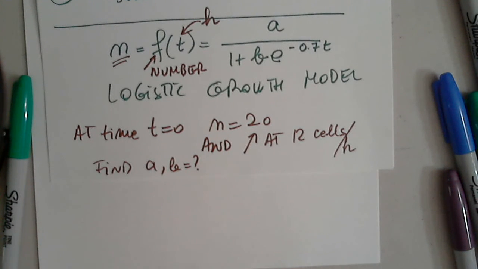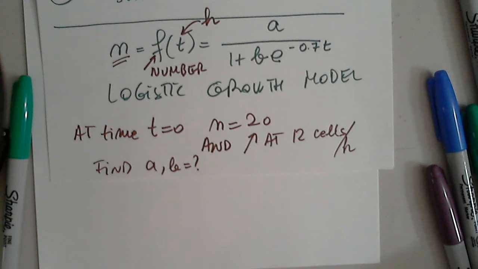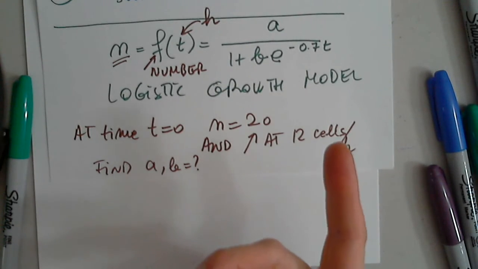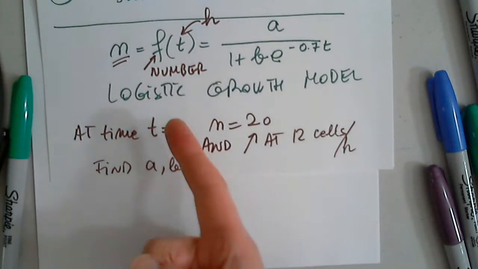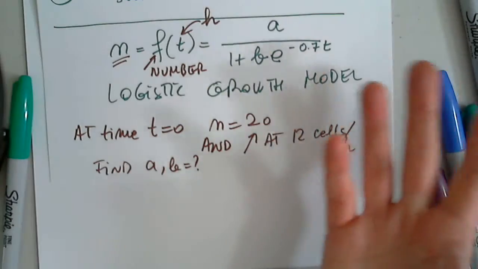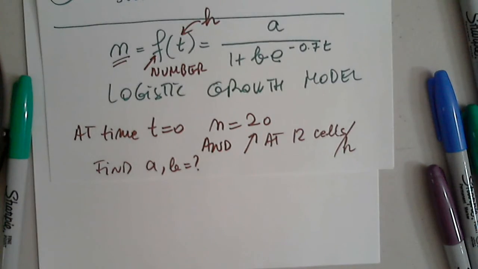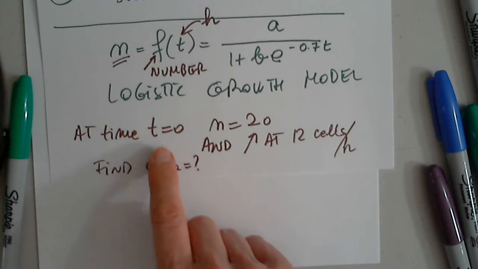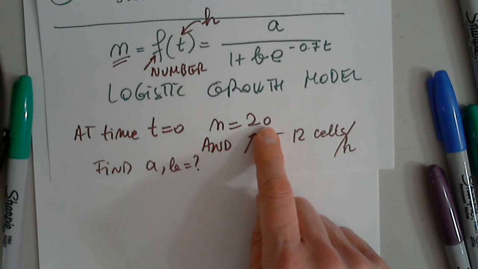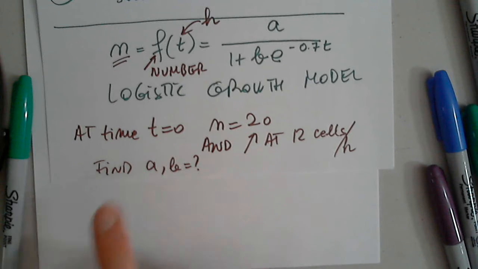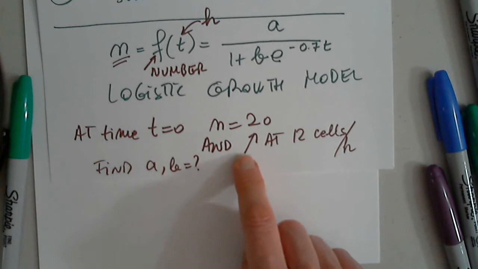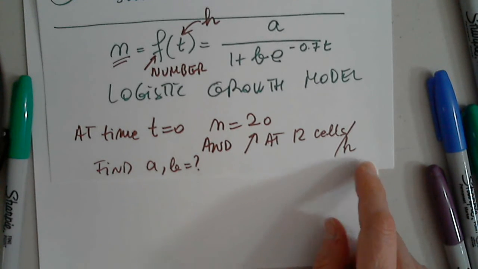So what are we given in the problem? Let me read it again so you understand what this says. The number of yeast cells in a lab culture increases rapidly, but then levels off eventually. If we graph something like this with any A and B, that's what it does. The population is modeled by this function, where t is measured in hours. At time t equals 0, the population is 20 cells, and at that moment is increasing at 12 cells per hour.